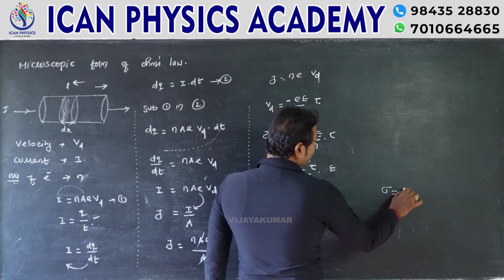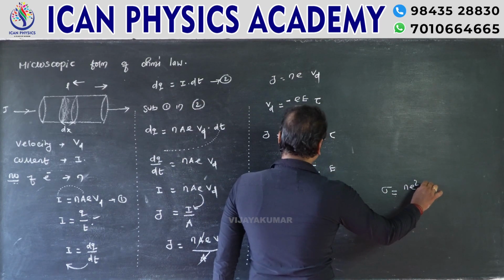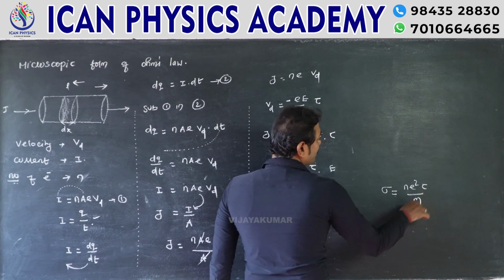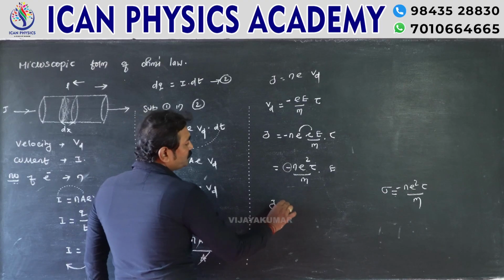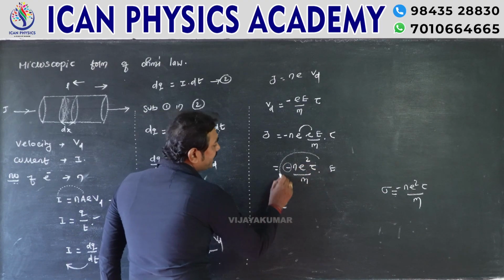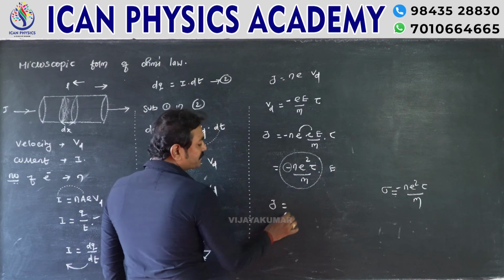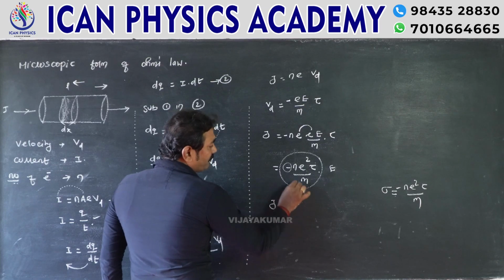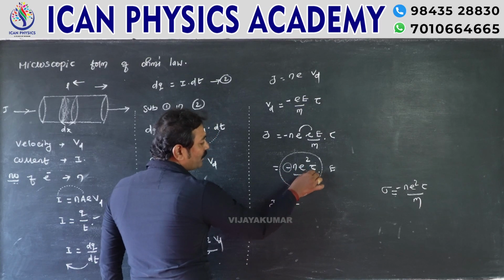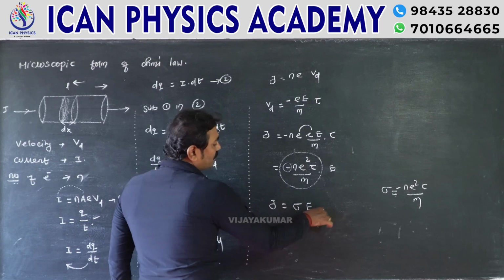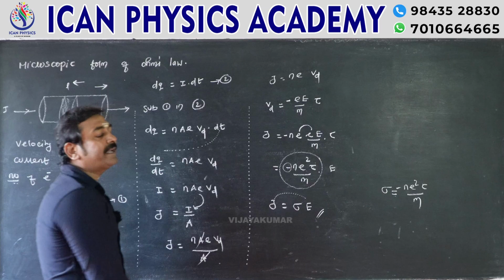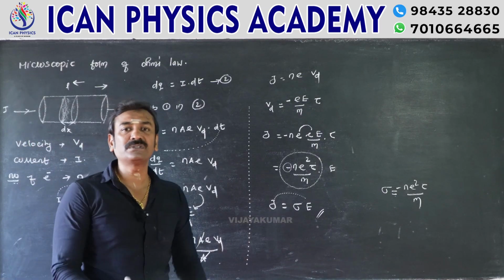So n e squared tau by m, where it flows in the opposite direction. So J equal to minus n e squared tau by m, and by taking these terms, it can be taken as sigma E. So this is the microscopic form of Ohm's law.